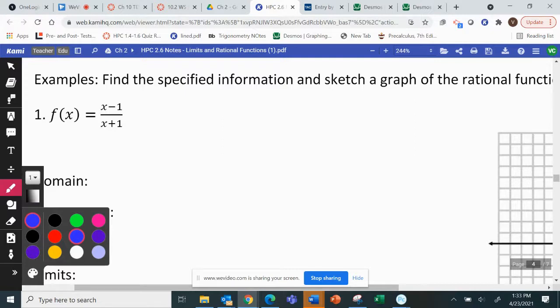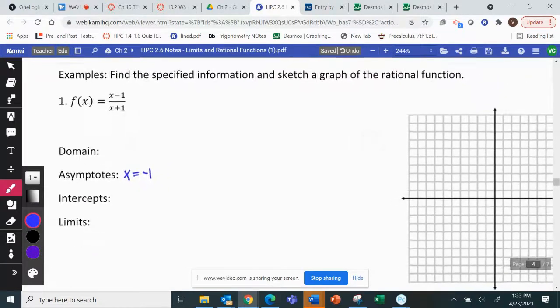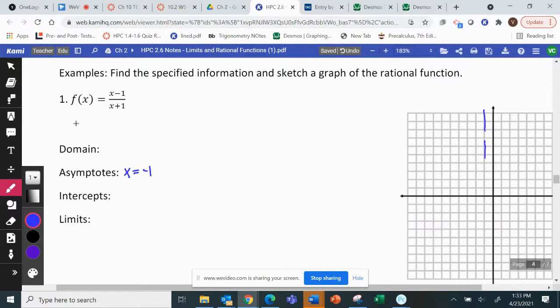Then I'm going to look for asymptotes. So I'm going to right away look at my denominator. What can x not equal? -1. So x equals -1 is an asymptote. As I find these answers, I'm going to go ahead and plot them. So my domain are my x values. If x can't equal -1, then my domain's going to go from -infinity to -1 union with -1 to infinity.